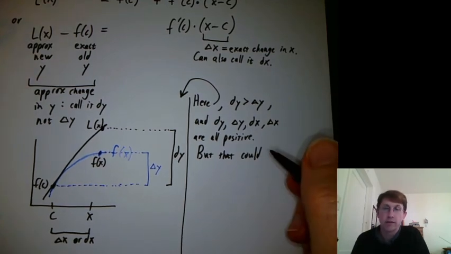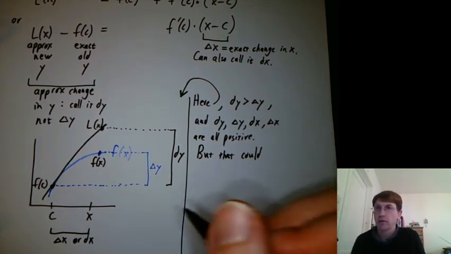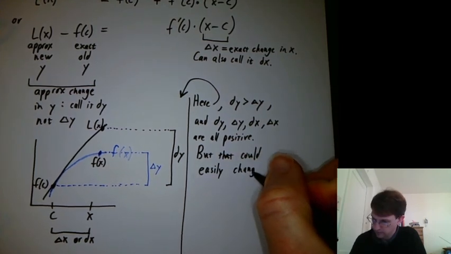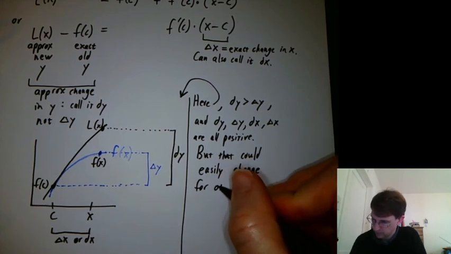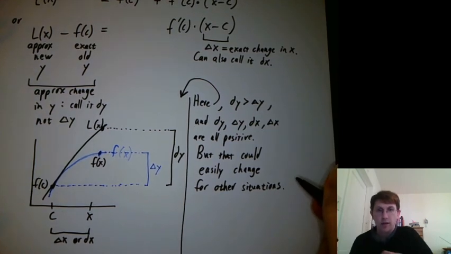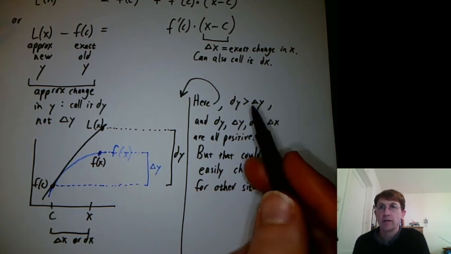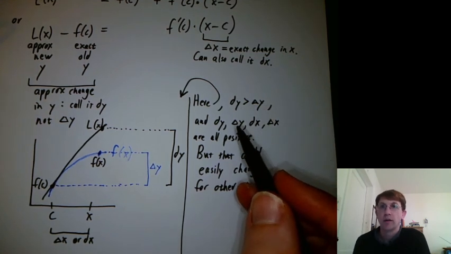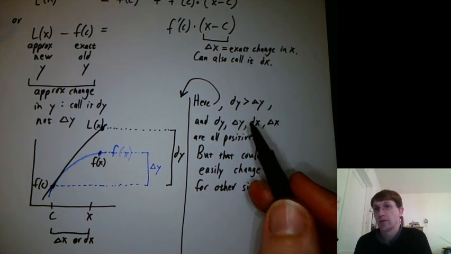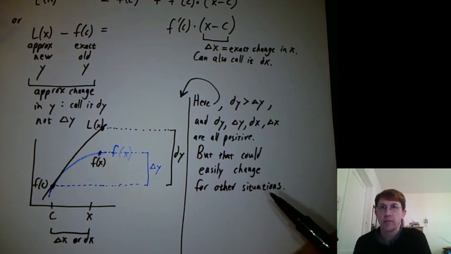And it wouldn't just be rare cases. It's just basically equally likely, based on what the function is doing and where you are, that one would be bigger than the other. So here's a good way to test yourself on the understanding here. Try drawing scenarios where dy is smaller than delta y, or where dy is bigger than delta y, but delta y and dy are both negative, or one is positive, one is negative, or dx or delta x is negative. And if you're curious about that, send me an email with your sketches.